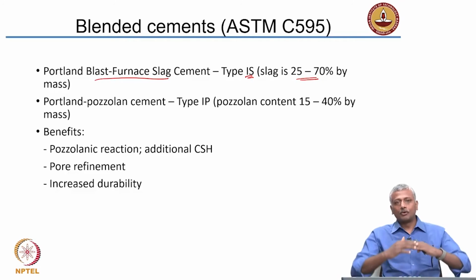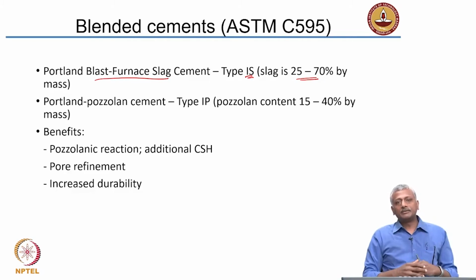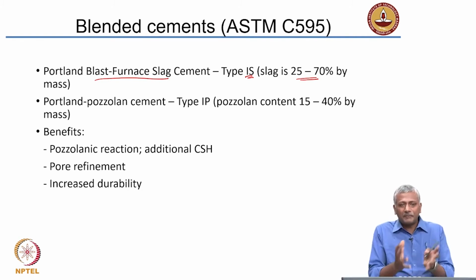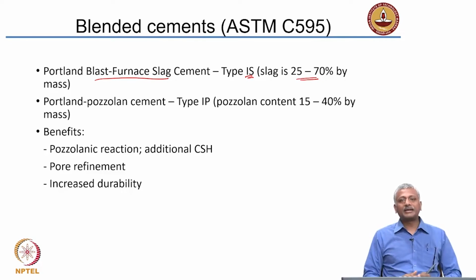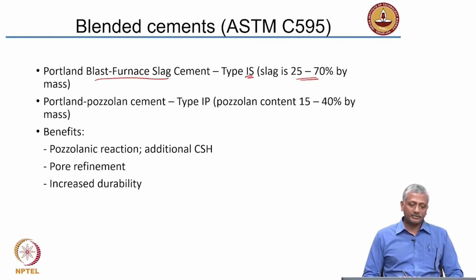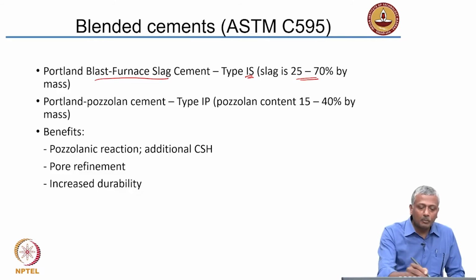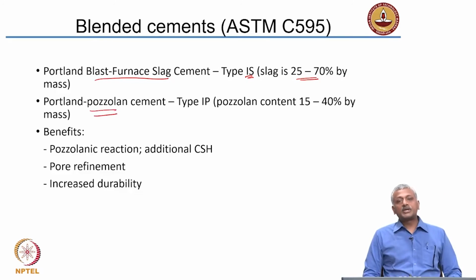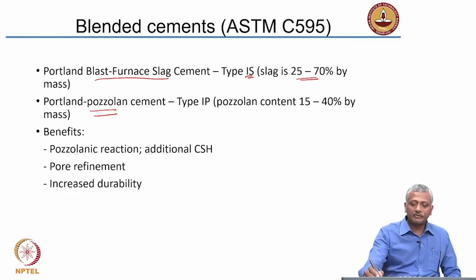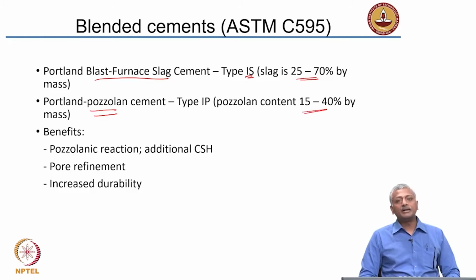The molten slag that floats on top of the pig iron in the blast furnace process can be used as a cementing material. So, it is rapidly cooled or quenched, solidified, broken into a powder and then used as a cement replacement. So, that is what is used in a Portland blast furnace slag cement, which is called type 1S cement, and slag content is typically 25 to 70% by mass. You can also have what is called a Portland pozzolan cement, in which case we use a smaller replacement of 15 to 40% of the cement by a pozzolan.